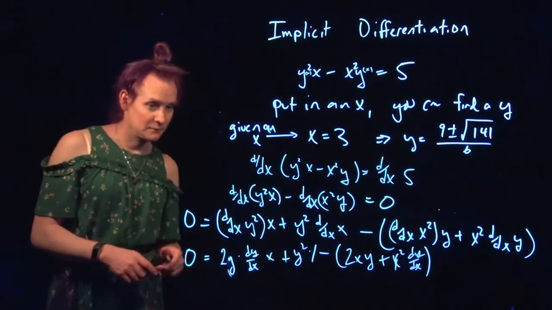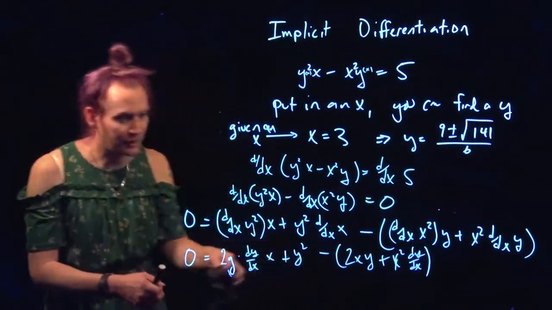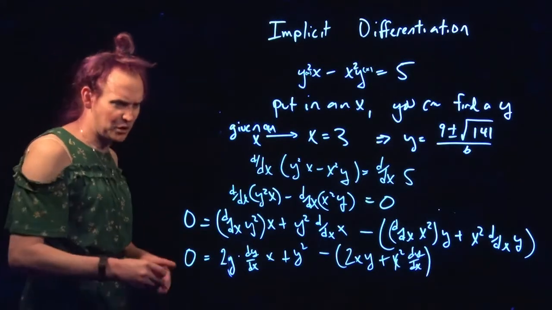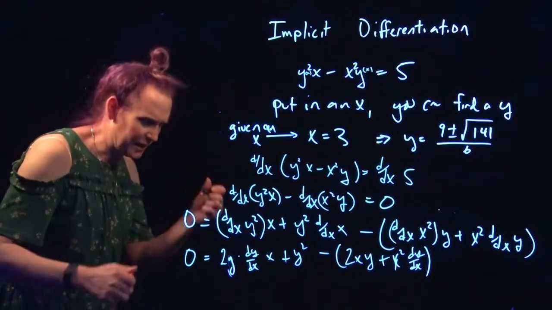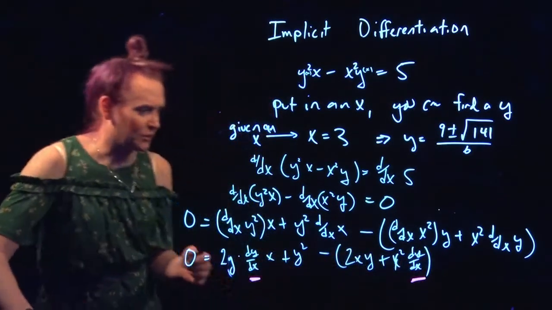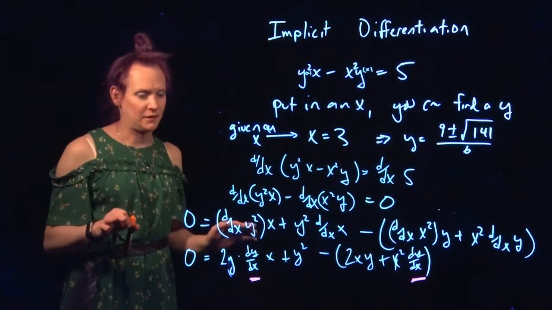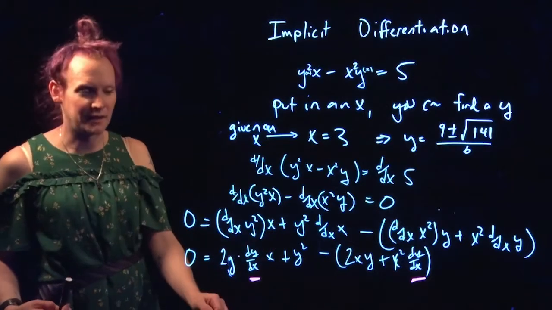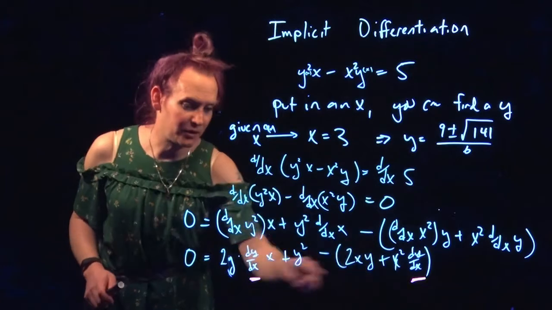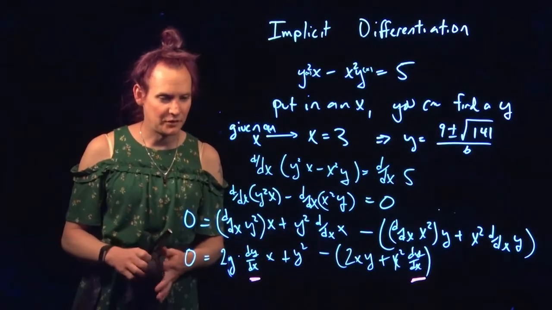I'm going to erase my times 1 because that's not helpful to me right now. So I've got this expression equals 0. Note that I've got a dy/dx right here and a dy/dx right here, and they always appear linearly. It's never going to be dy/dx squared or something like that. So I differentiated, and now I'm going to solve for dy/dx.